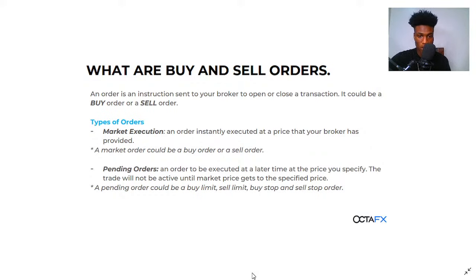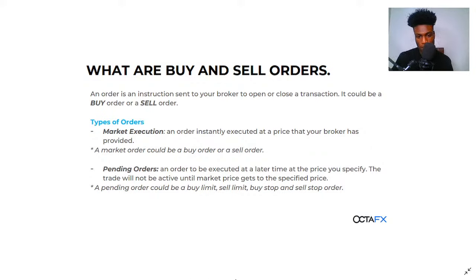Market execution is an order that is instantly executed at a price that your broker has provided. A market order could be a buy order or a sell order. What this basically means is you're executing at market price, at the price that your broker has provided.